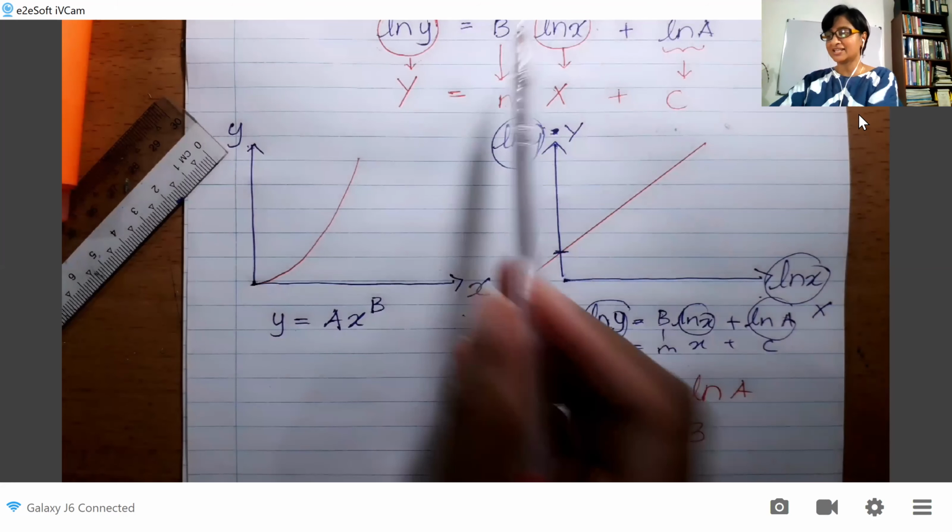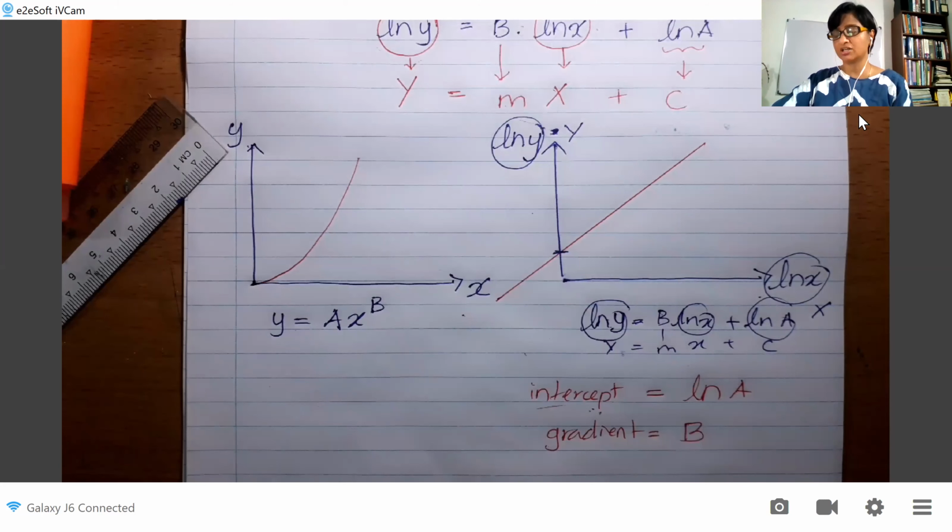So turning this power relationship into a linear relationship using logarithms enables you, using the graph, to calculate your unknown constants a and b that are relating your two physical quantities. Is this clear?